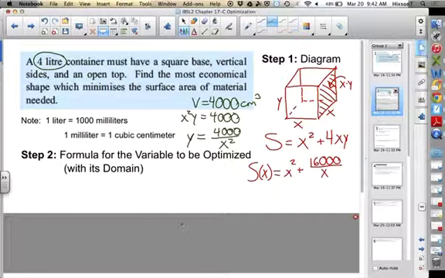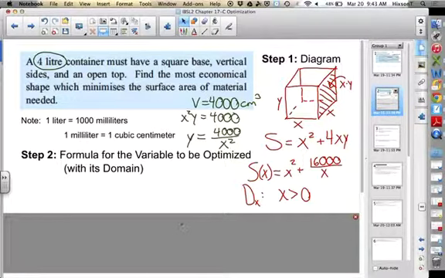So here, before we go any further, we should give a domain. What is the domain of x? Greater than 0. x has to be greater than 0. Now, x cannot equal 0 because of this. How come it has to be greater than 0? Can't have a negative surface area, okay? There's that logic part of it coming into play here as well.